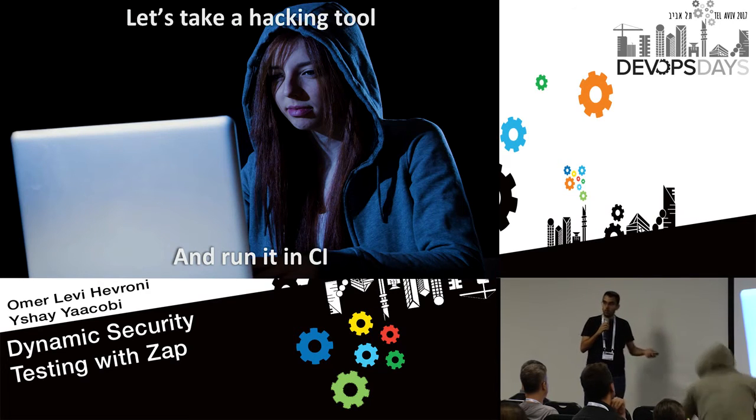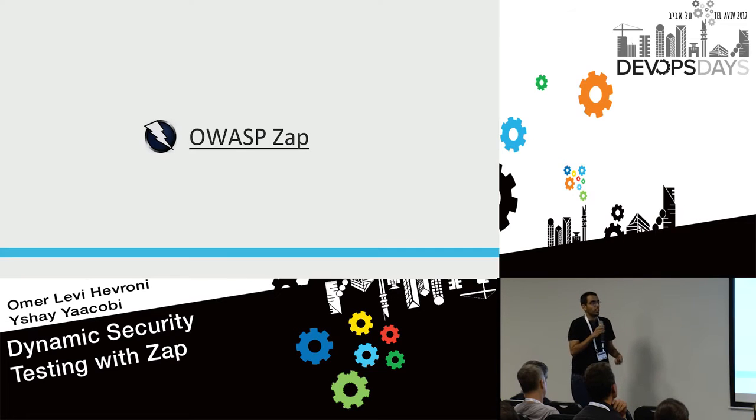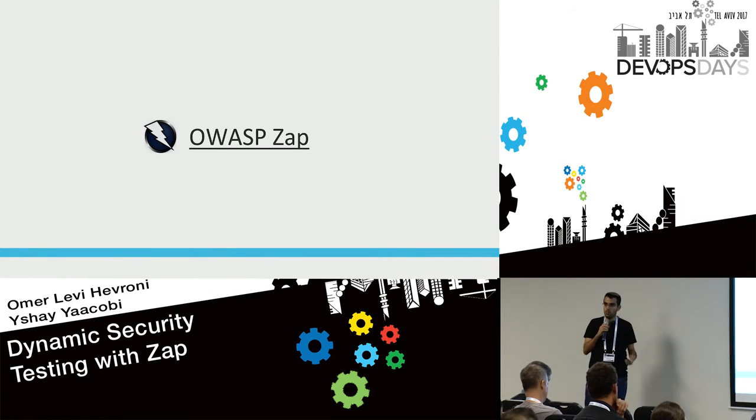So let's put our hoodies on. I'm going to now show how we can use this hacking tool to hack Tweek, and then Ishai will show how we can take this hacking tool and run it in the CI. So let's start hacking. This tool is called OWASP ZAP, or just ZAP. It's a tool developed and maintained by OWASP, the Open Web Application Security Project, if you're not familiar with it. It's a non-profit organization that tries to improve the overall security of software development.